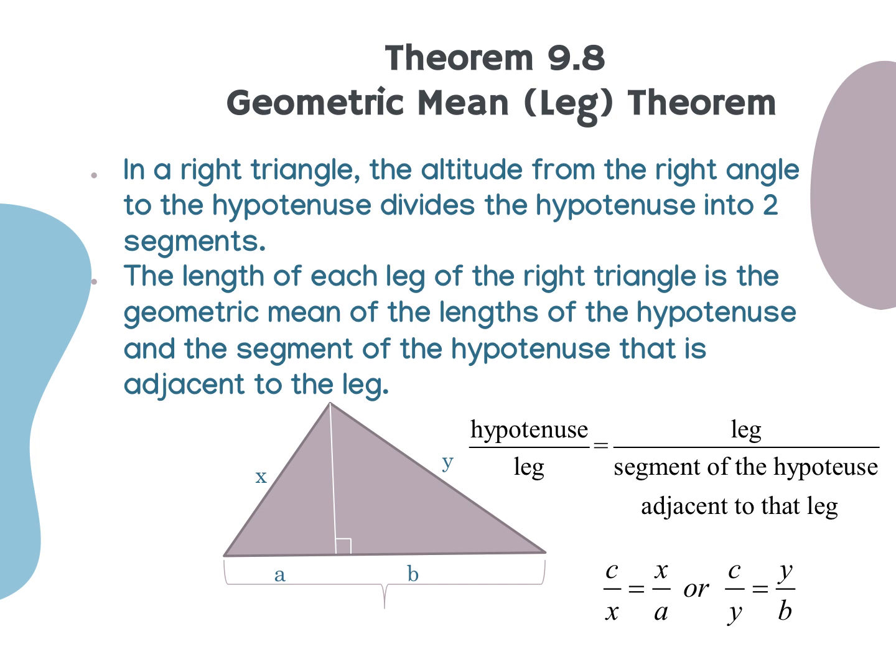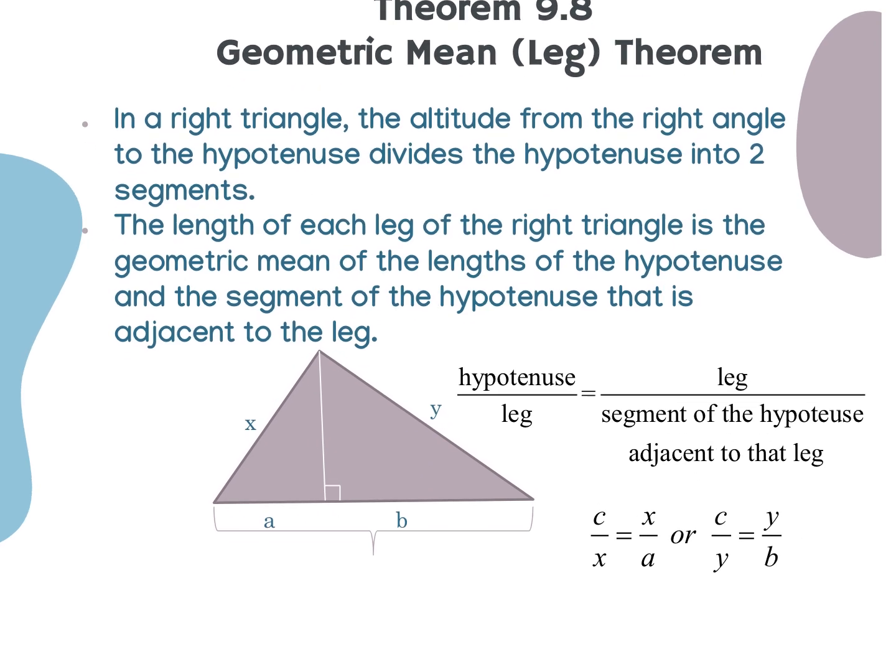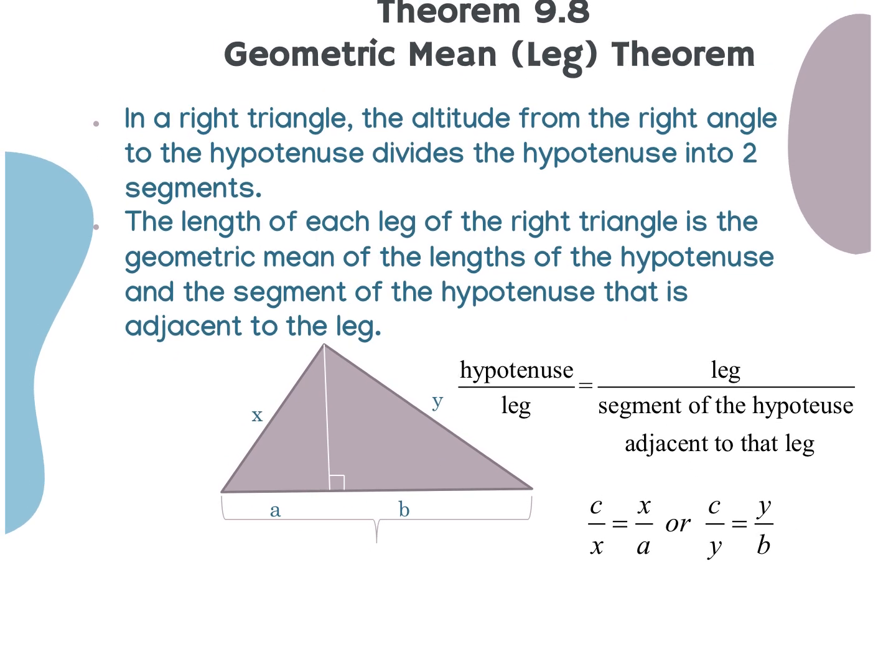So this one is the geometric mean leg theorem. And this one says that in a right triangle, the altitude from the right angle to the hypotenuse divides the hypotenuse into two segments. Same thing again, but this time they've labeled it with A's and B's. And then it says the length of each leg of the right triangle is the geometric mean of the lengths of the hypotenuse and the segment of the hypotenuse that's adjacent to the leg.